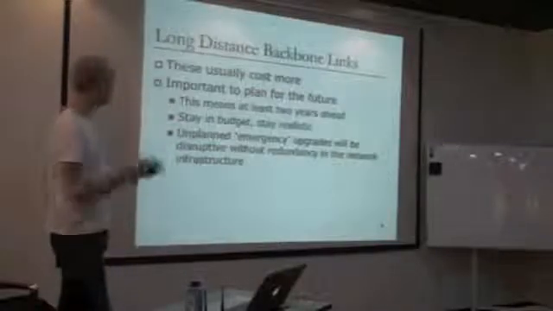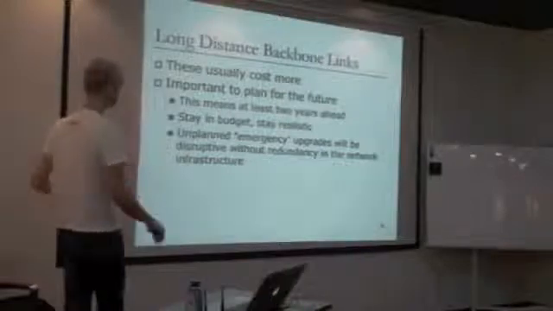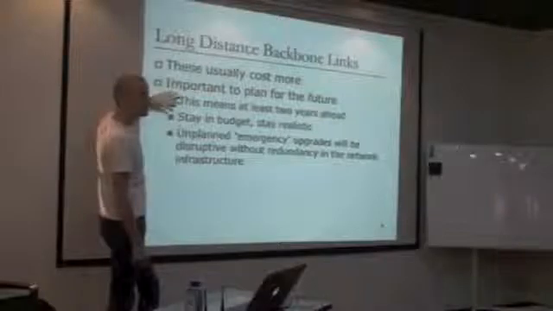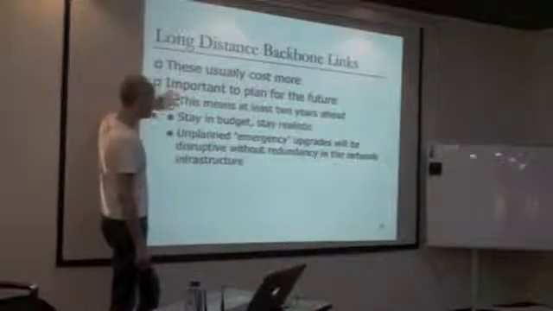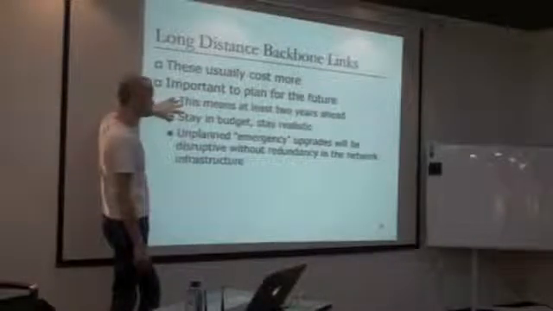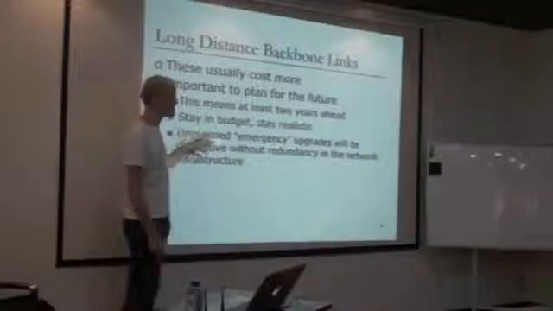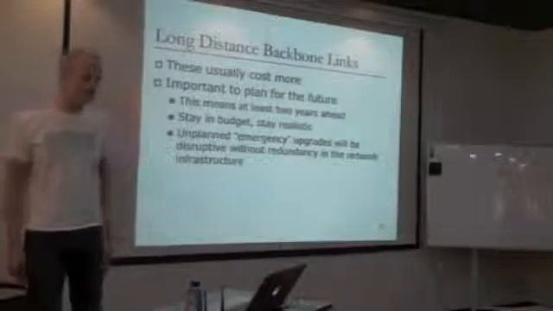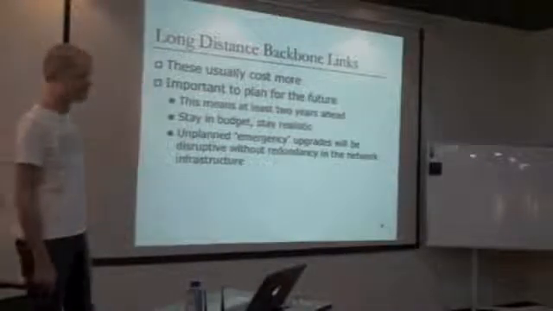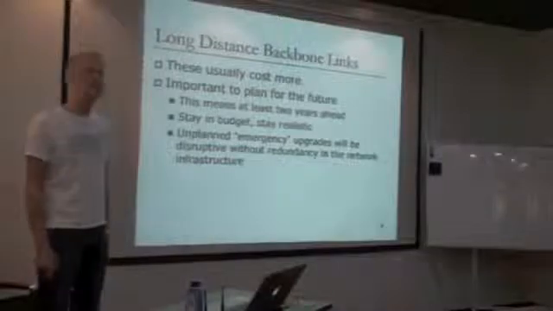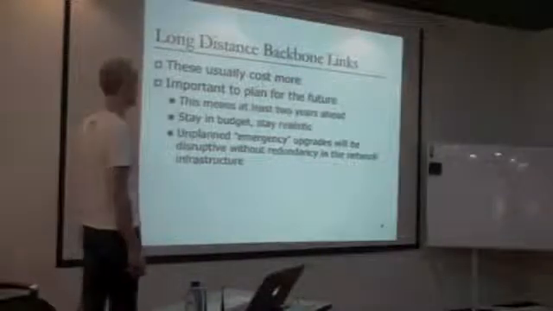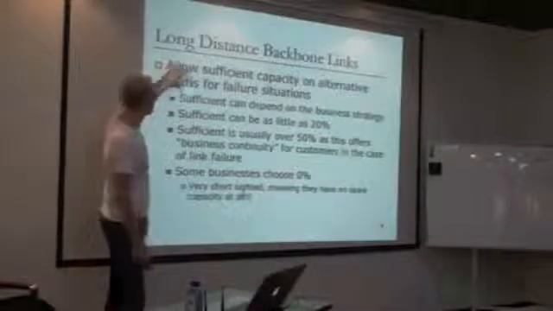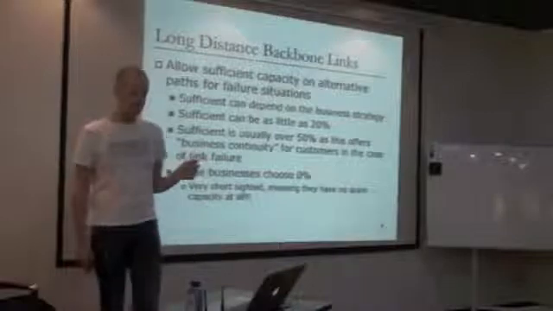Now the long-range backbone links tend to cost more. It's important to plan for the future, and this means planning at least 2 years ahead. But you need to stay in budget, try and stay reasonably realistic, because trying to do emergency upgrades because you've run out of capacity can be hugely disruptive to the network. So for long distance, you need to be very ambitious. Try and plan as far ahead as you can. Allow sufficient capacity on alternative paths.